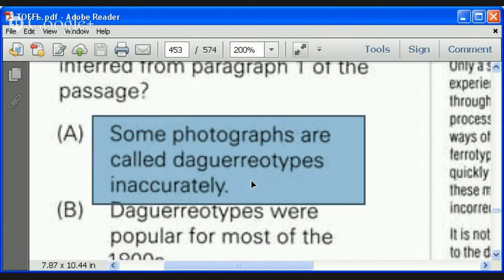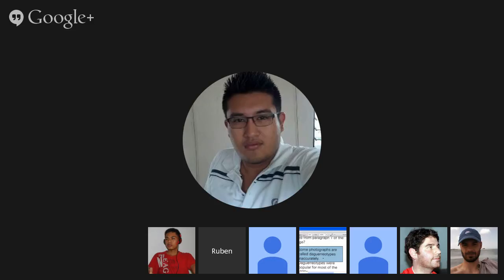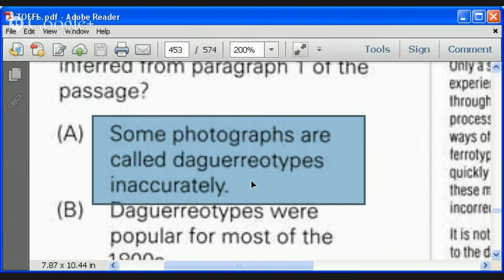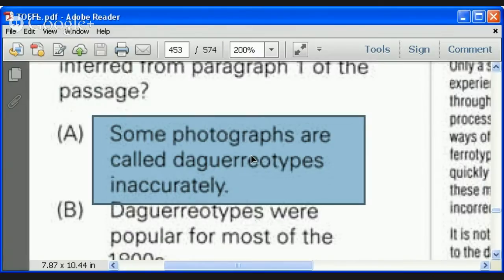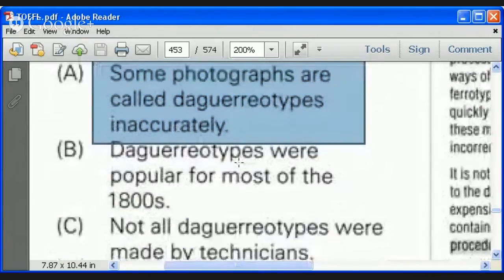Some photographs are called daguerreotypes inaccurately. Well, I don't think that is the correct answer. Okay. Why? Because the paragraph is talking about a method, a process, yes, and this option refers to the photographers. That's why I think that it's not the correct answer. Okay. All right. Let's continue.